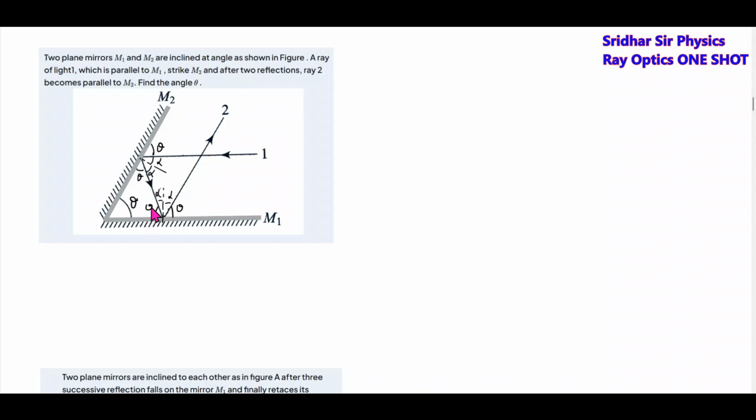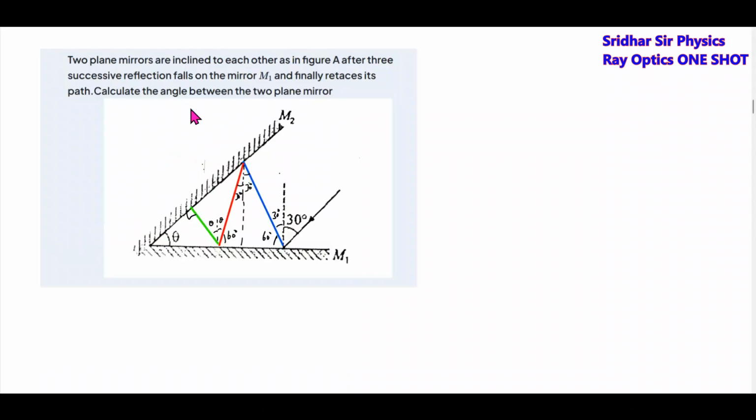Then total this angle is equal to how much? This triangle, if you look at this triangle, 180 equal to 3 theta. Theta equal to 60 degrees. Like this we can calculate the angle between the mirrors. If the rays are incident at one of the mirrors and after reflection become parallel to the second mirror, then there's a condition: the angle between the mirrors should be equal to 60 degrees.